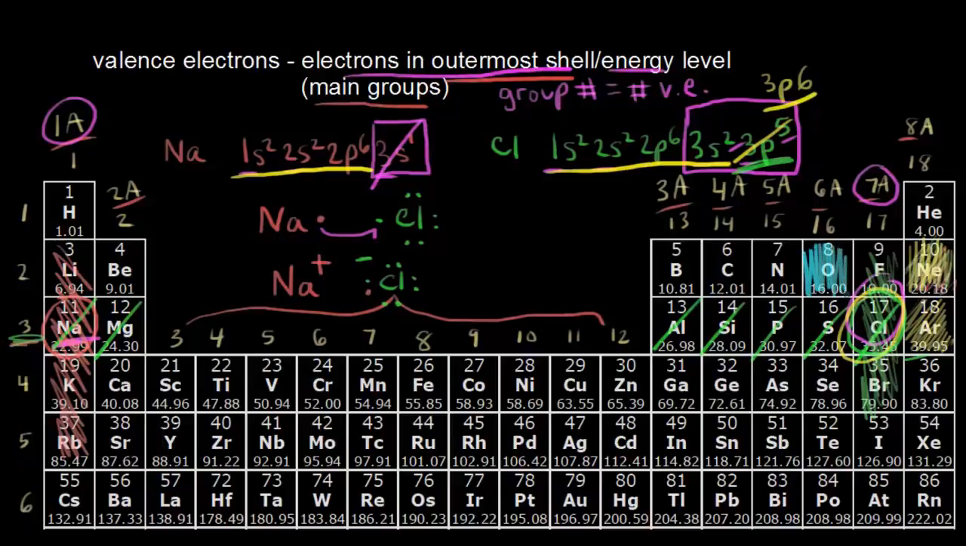So all we would need to do is look at the group number. So oxygen is in group 6, and so therefore oxygen has 6 valence electrons. And so if you wanted to represent oxygen with its 6 valence electrons, you could go ahead and draw in 6 valence electrons like that. And so that's a very useful thing to think about, that if you want to find the number of valence electrons, think about the group number for main group elements.